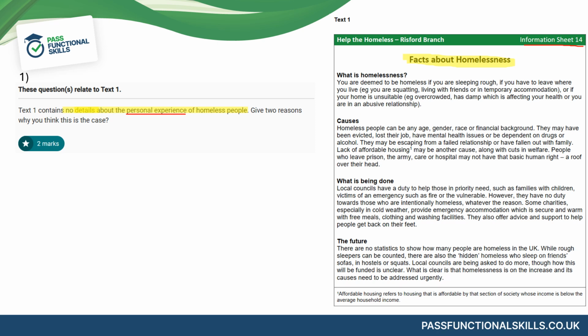So here, the purpose of the text is not to tell us about any personal experiences of homelessness. It's to tell us about the general issue of homelessness and to tell us facts about homelessness. So they want to tell us about the general causes of homelessness, generally what is being done in local communities, and what might be done in the future or what's going to happen in the future for homeless people.